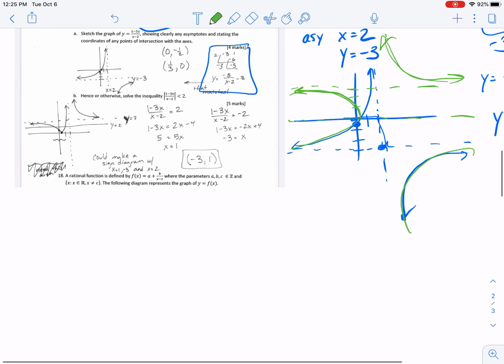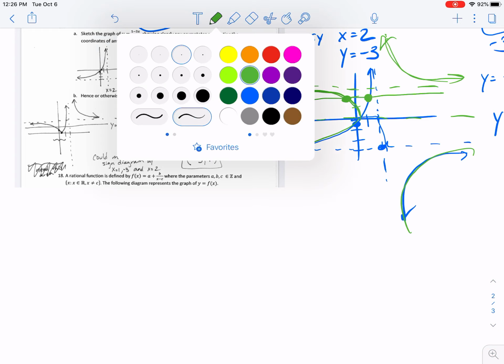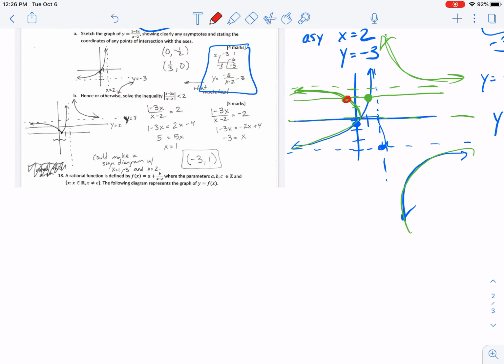And so we want to know, where does this intersect with 2? What's going to happen is we're going to have one value right here where it intersects. And what did I find when I set it equal to 2? Oh, I lied to you. It's going to be here and here, so it has 2 places. I didn't mean to lie to you, but I did. It's going to have a negative value and a positive value.